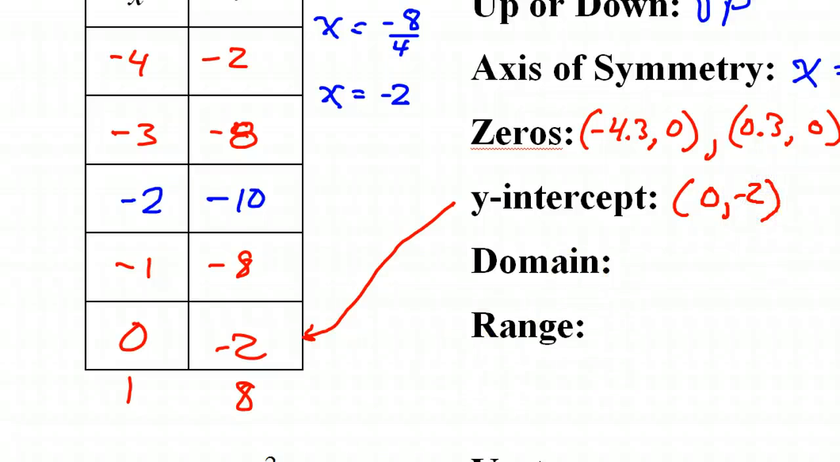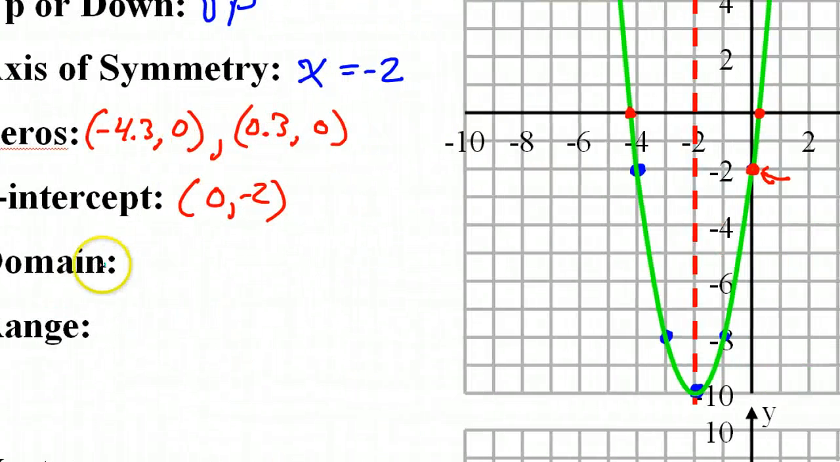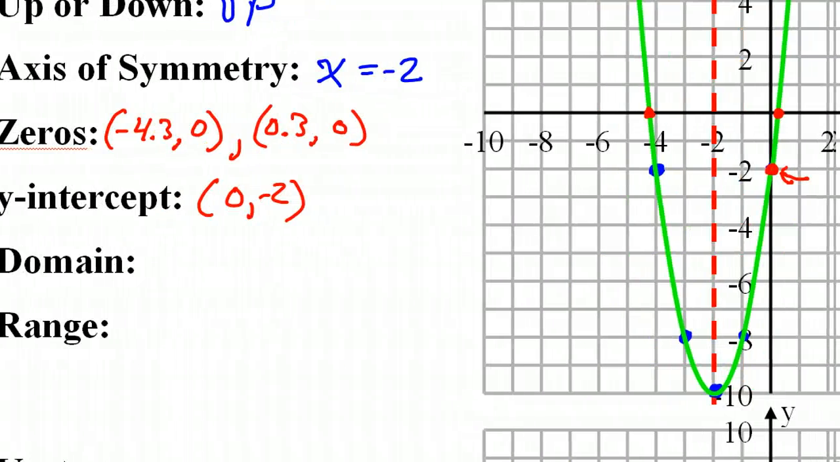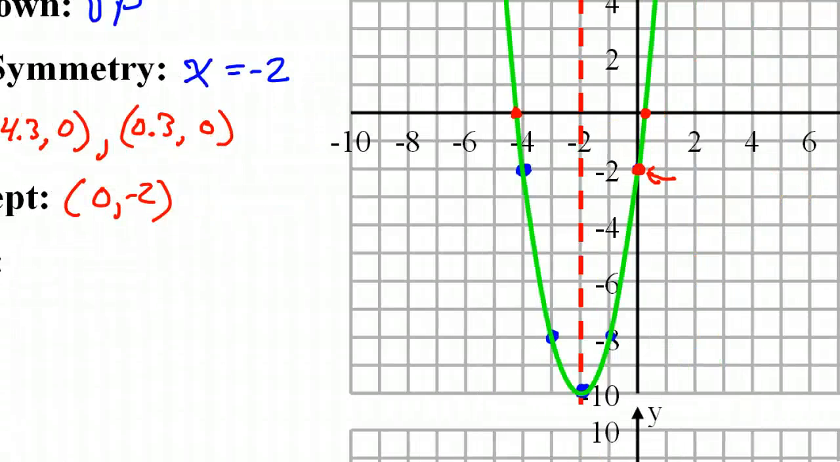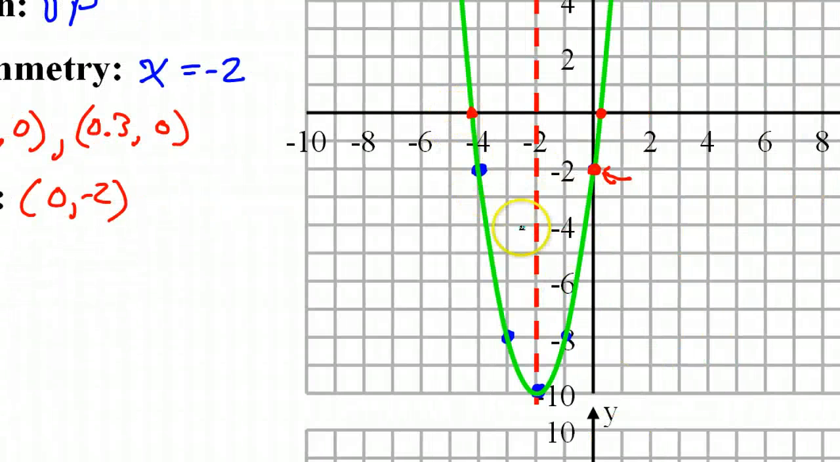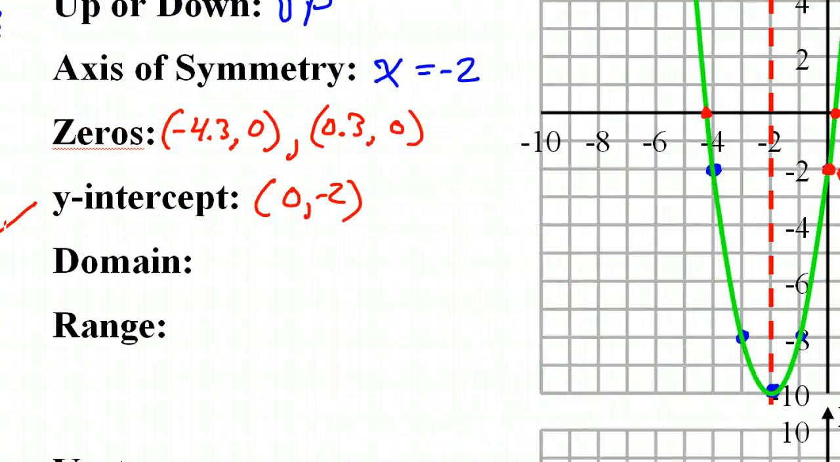The domain. Remember, the domain is the x values covered by a graph. So it's how far the graph goes to the left and to the right. And all of these parabolas go to the left forever and to the right forever. So the domain is going to be -infinity to +infinity every time.